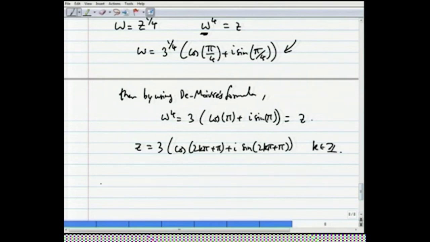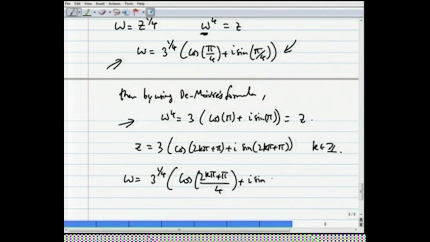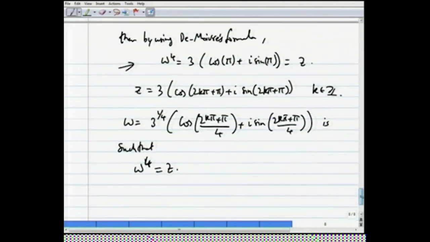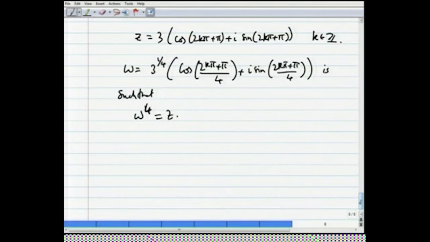Then by doing the same, what we can say is that w equals 3 power 1 by 4 times cosine of (2k pi plus pi) divided by 4, plus i times sine of (2k pi plus pi) divided by 4, is such that w power 4 now gives you z. And so now the question is how many different values does w give?